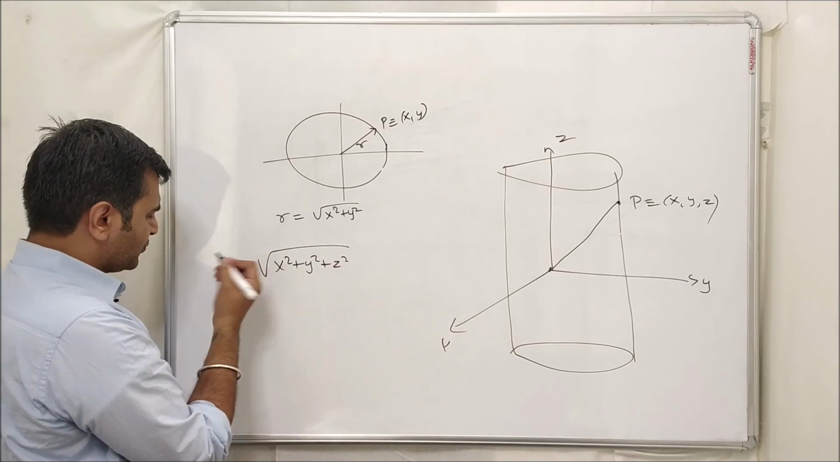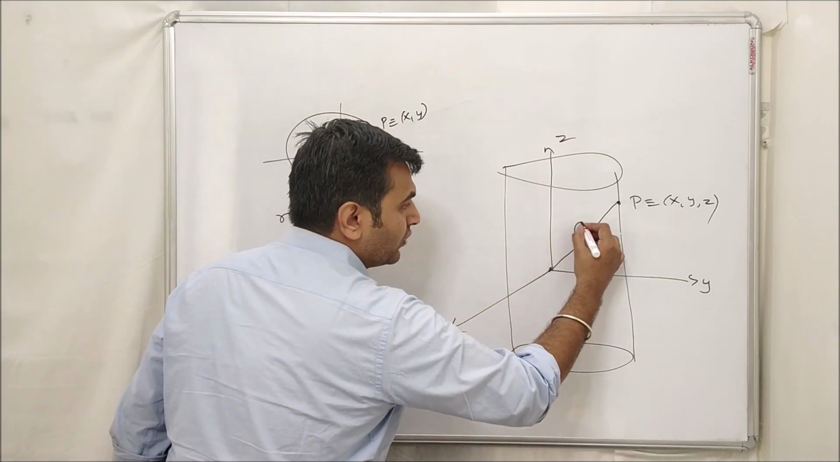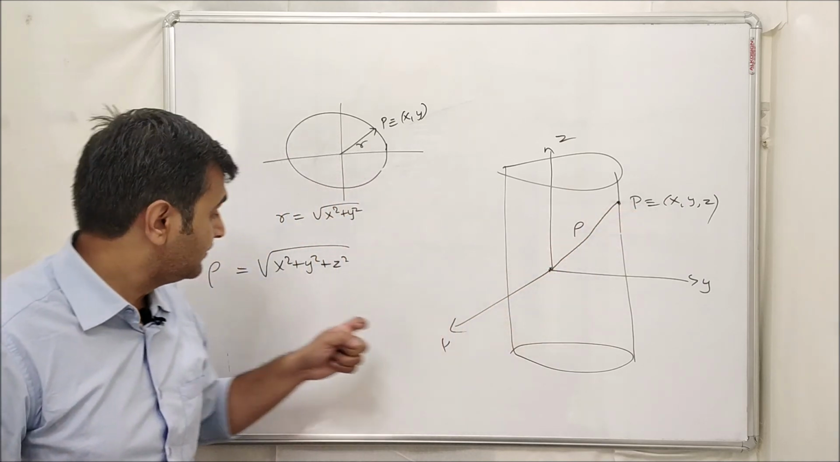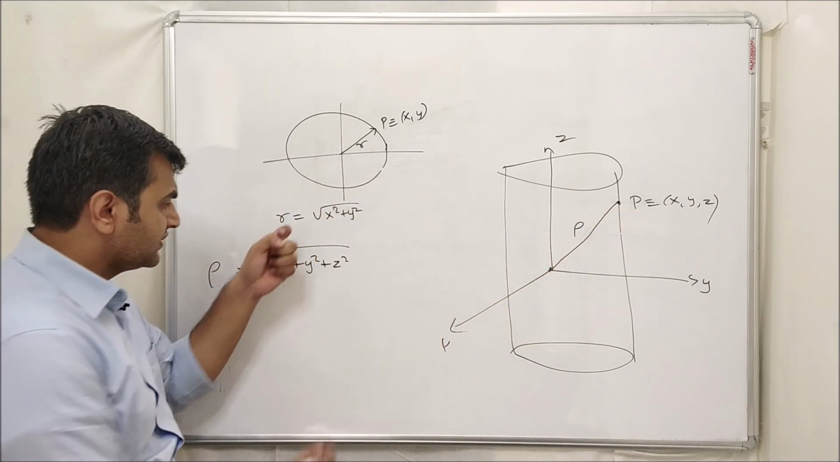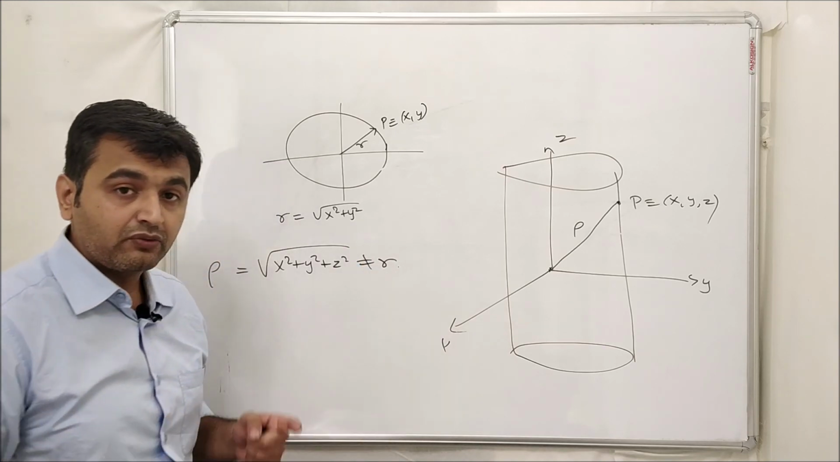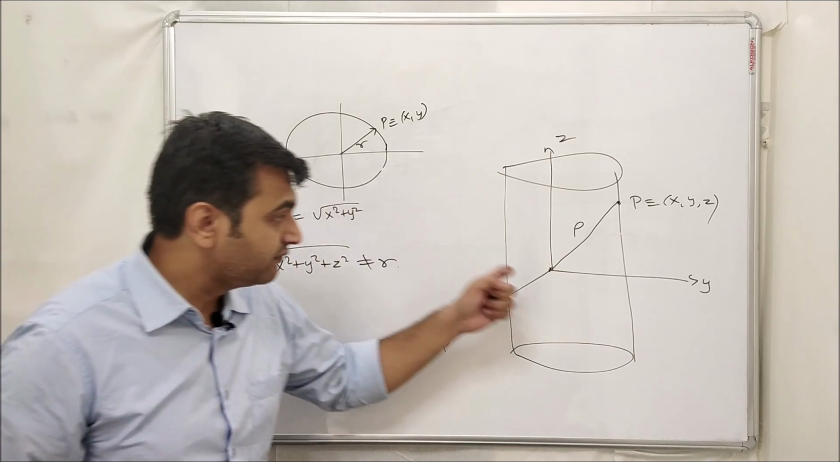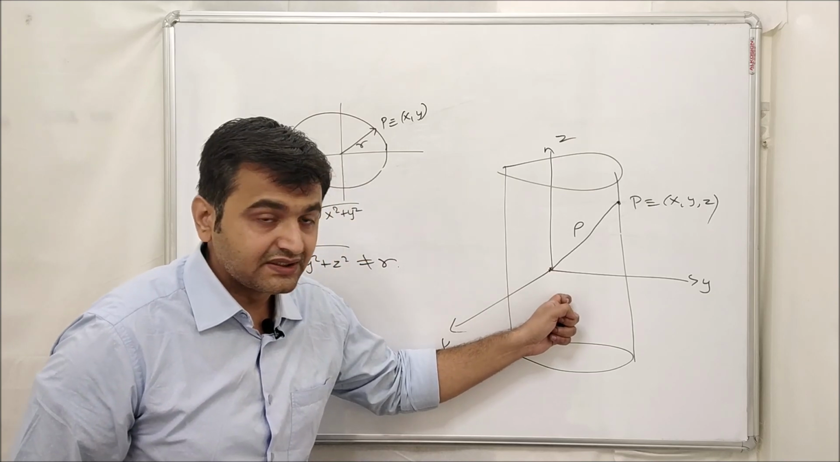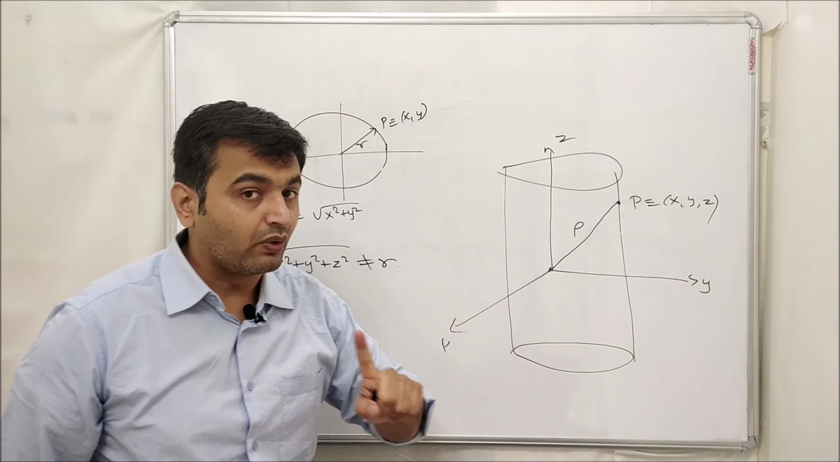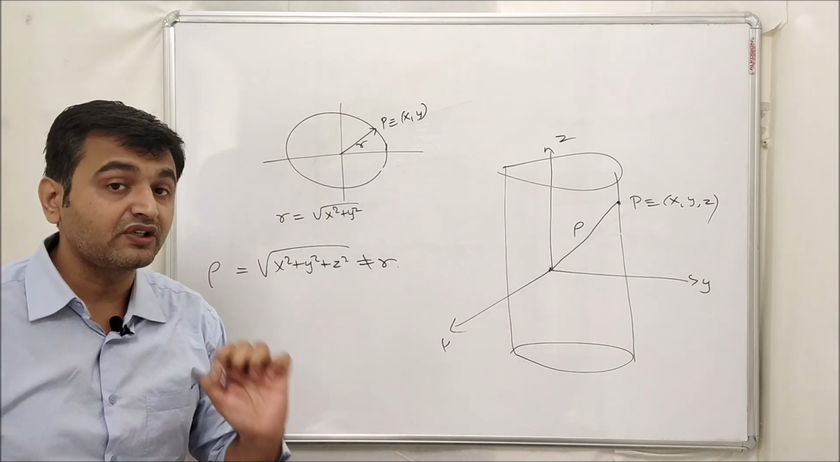Let me call that, say, rho. So this is rho I am calling. So rho is the distance of a point P from the origin, which is the root of this. And obviously this is not equal to r. So r is the distance of a point from the origin in 2-dimensional space but not in 3-dimensional space. So if you take any point on the cylinder, this is rho, which is not equal to r. Good. Now the question is, what is r then?